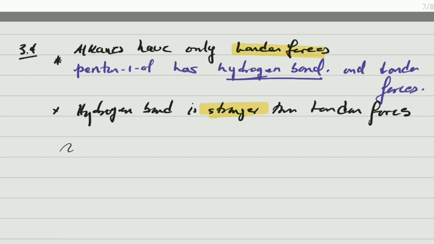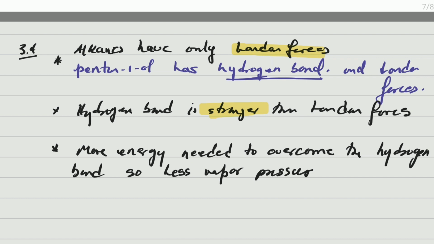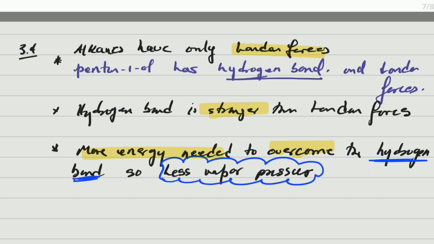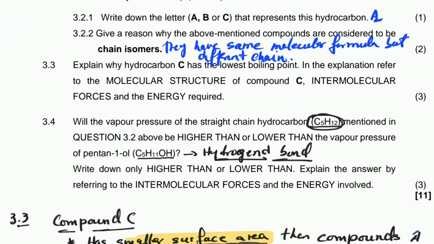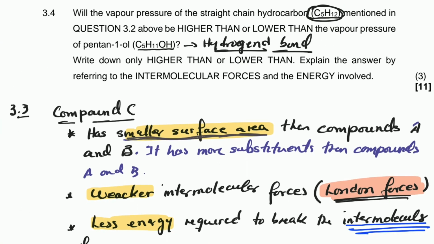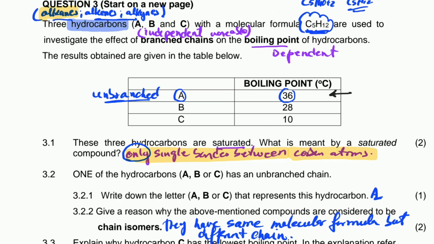Right? Other point is the energy part here. So we say more energy is needed to overcome, as we said before, the hydrogen bonds, meaning intermolecular forces, in the alcohol than in the alkane, and so less vapor pressure. That is the final part of this question, and we are done. It is not difficult. It's just a lot of thinking, perhaps a lot of writing. Let's go to the next question.